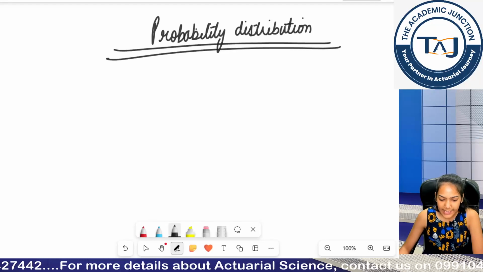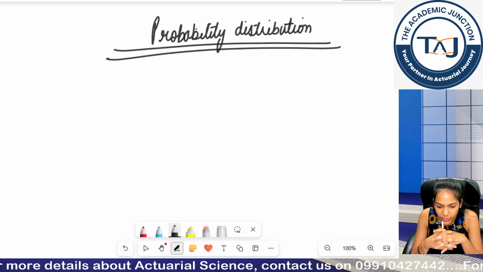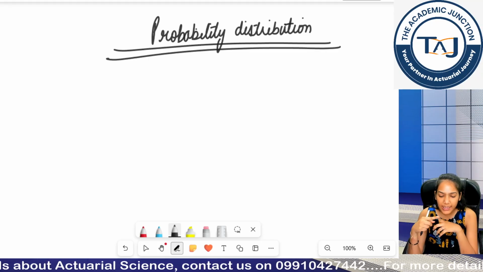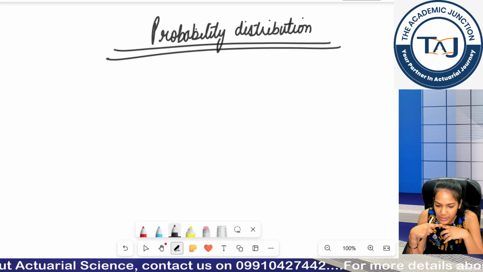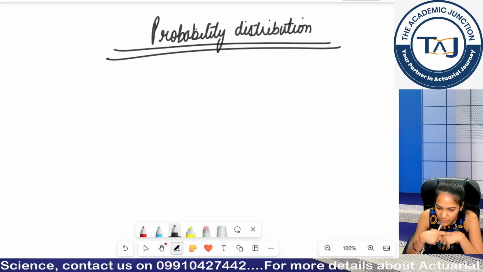Okay, let's start our today's class. So we will continue our discussion over probability distribution. That was chapter 2 in CS1, right? So in the previous class we started with discrete distribution. As I told you, we have two types of distribution, discrete as well as continuous distributions, right?